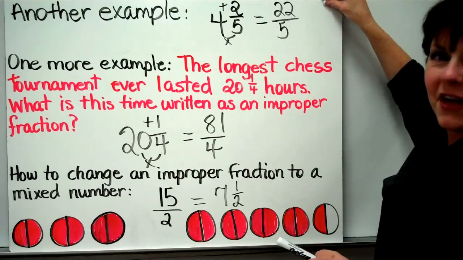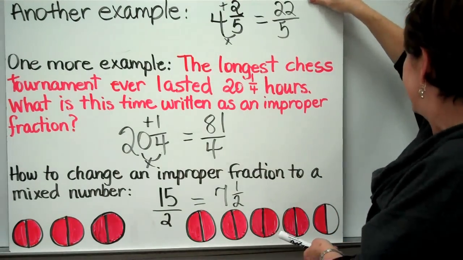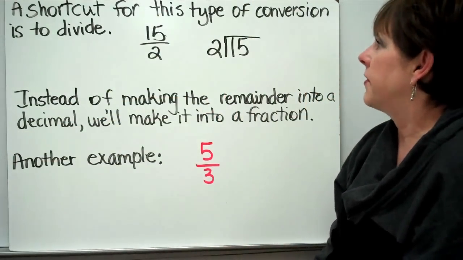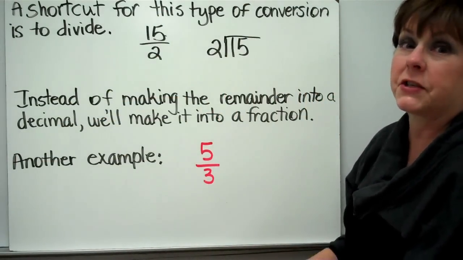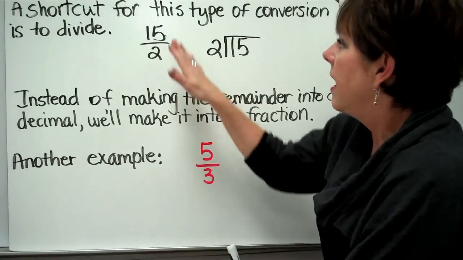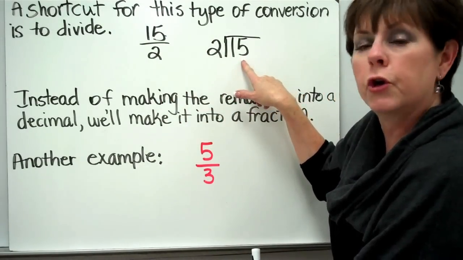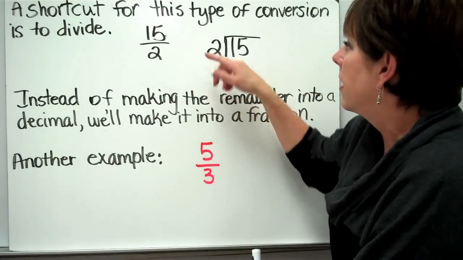Is there a shortcut for that? Yes, there is. The shortcut for this type of conversion is division. It's to divide. 15 halves from our other problem, you would write it like this. Divide your numerator by your denominator.